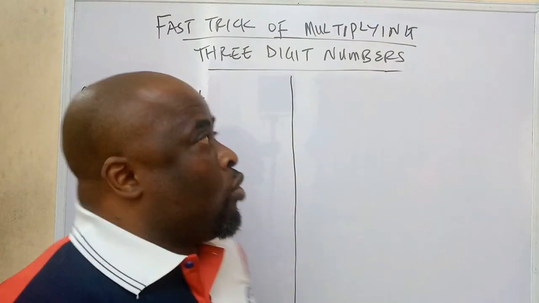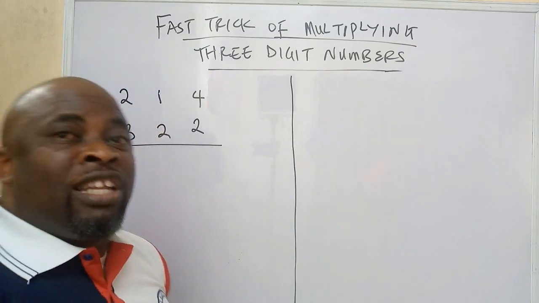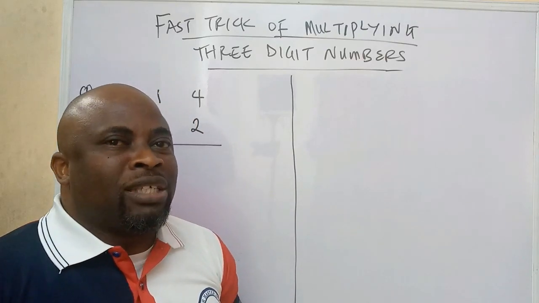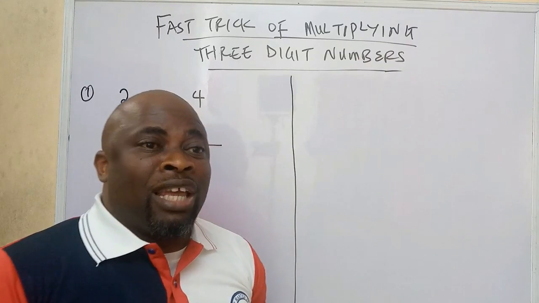In today's class, we're going to look at the first way of multiplying three-digit numbers without going through our usual ways of multiplying it.